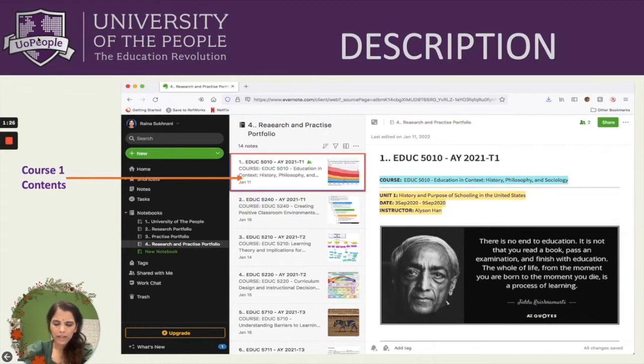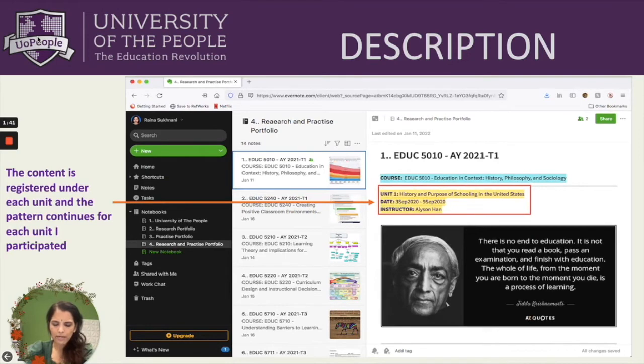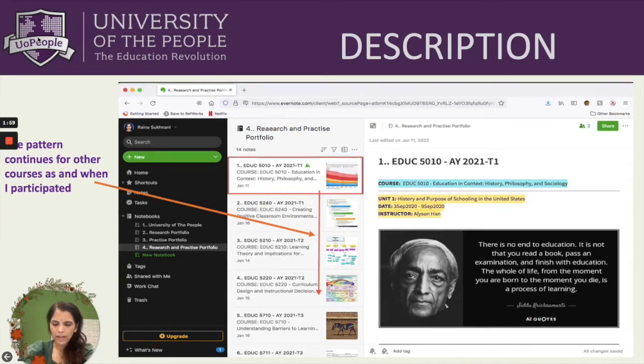The contents of the 13 courses are recorded in a separate note tab, categorized under the course name, starting from Unit 1, Education in Context, History, Philosophy, Sociology, to the last course, Applied Research Inquiry. Each course note tab is divided into 8 units with the topic name, week, and the instructor name, and as the learning went, each such unit contains topic, codes, pictures, and other web resources of my liking and is interconnected with the main course and its unit topics. This pattern continues for each course and unit.